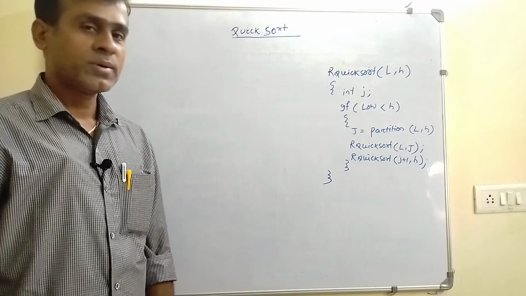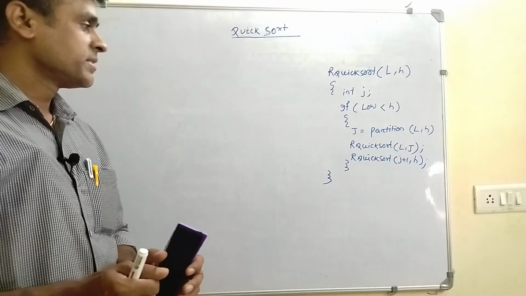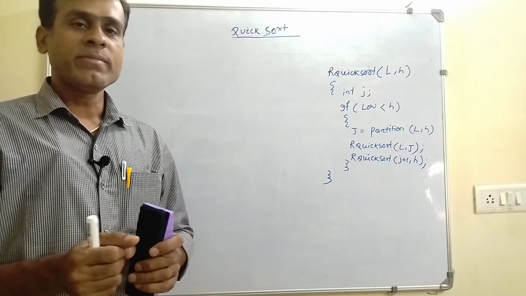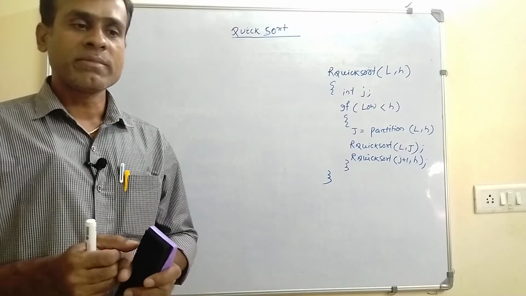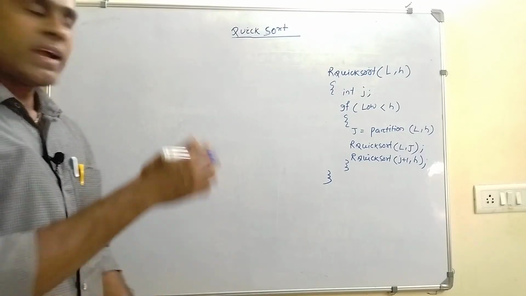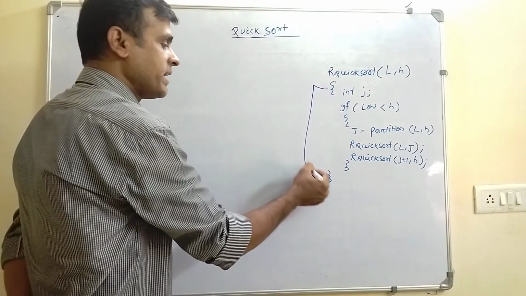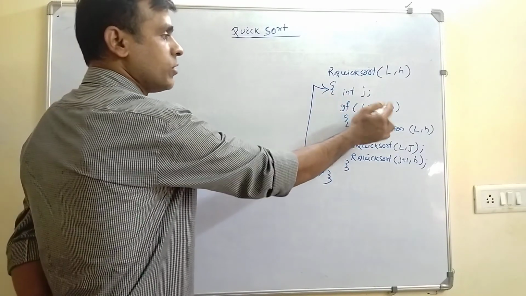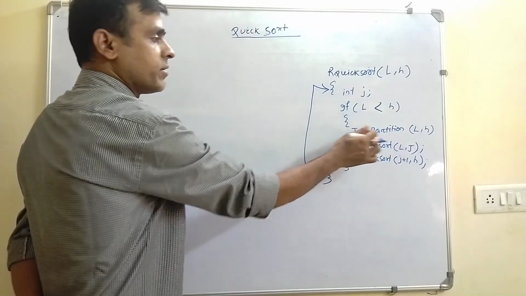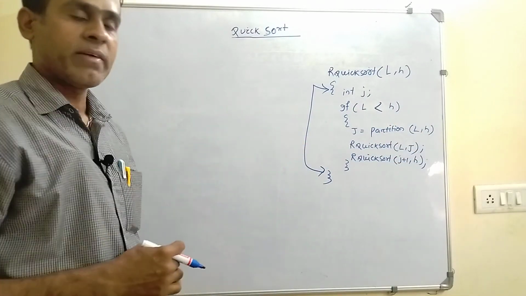Now we will discuss how the Quicksort algorithm is analyzed, what the maximum time complexity is, and what the minimum time complexity is. Here I have already explained my partition algorithm, and this is my Quicksort. Each time I check whether low is less than high, then we call the partition algorithm and pass the low and high. I explained this in my previous example.